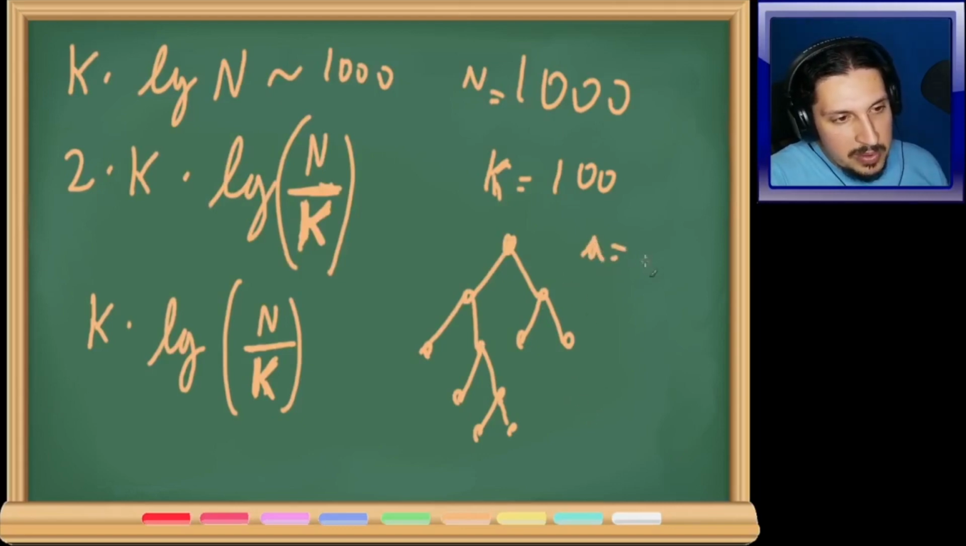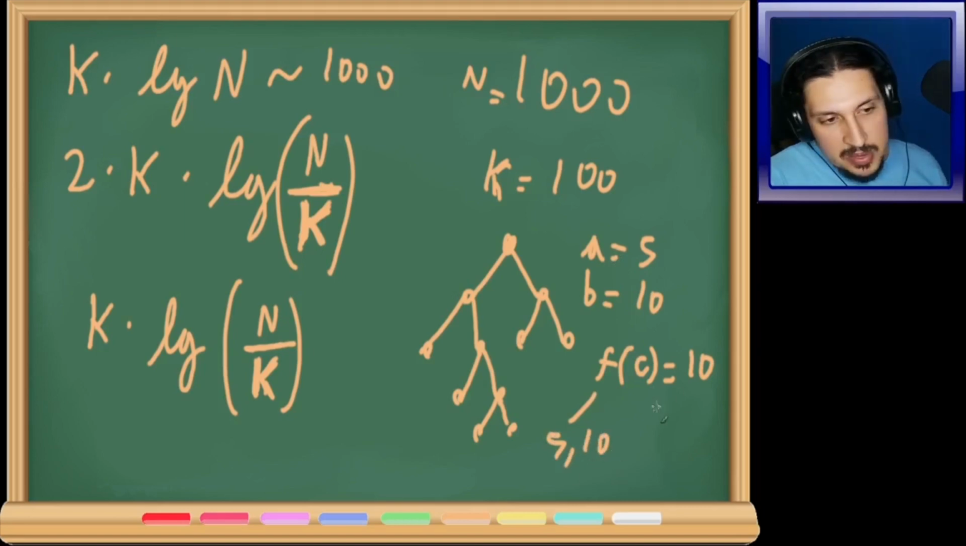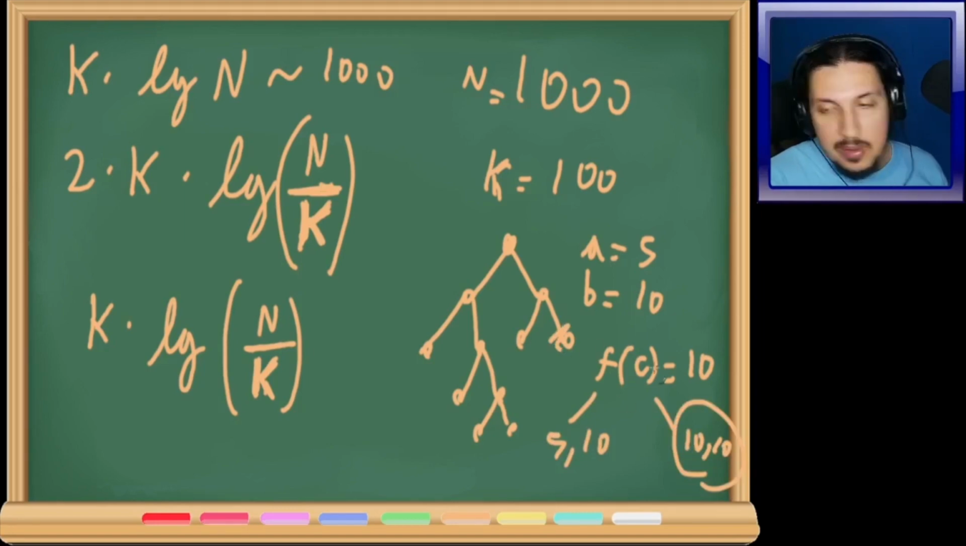For example, if A was 5 and B was 10, and f of C ends up being like 10, then okay, your left problem will again be 5, 10. It will not be reduced. But in that case, your right problem will be 10, 10, and so it is a leaf in the tree. It immediately returns.